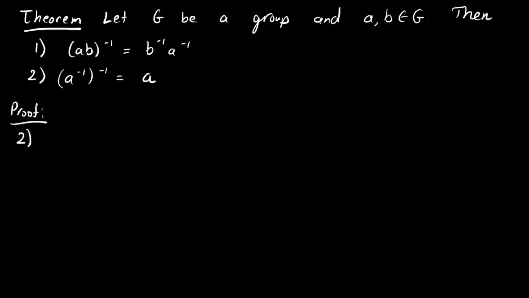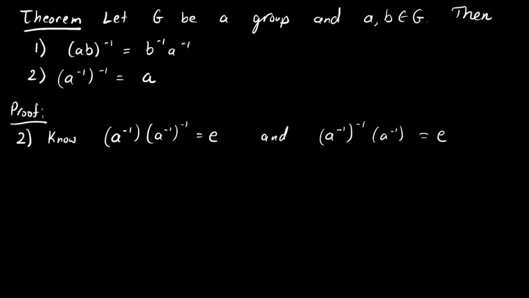The proof of 2 is actually quite similar. So what I know is that if I take A inverse times this element A inverse inverse, I should get E. And if I take A inverse inverse, whatever this element is, times A inverse, I should get E back, right? That's just by definition of inverse. The other thing I know is that A inverse times A is equal to E. And I also know that A times A inverse is equal to E. Well, I know that A inverse has to have a unique inverse.